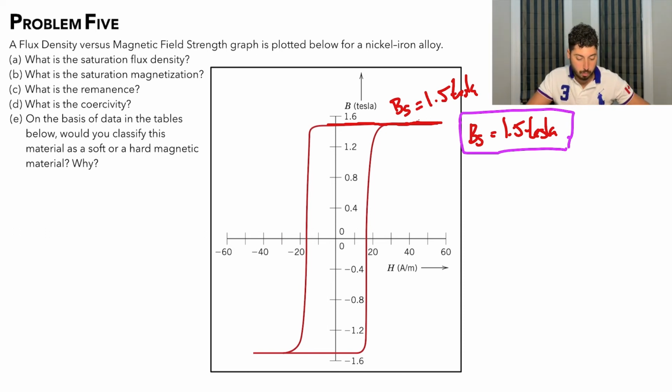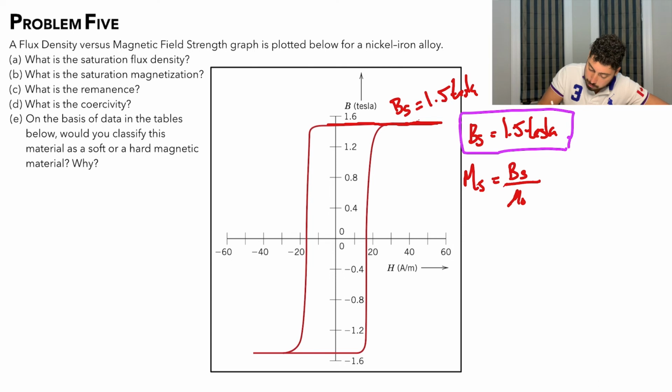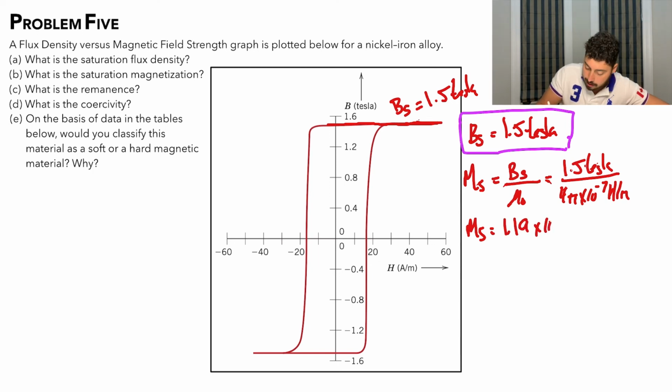Part B says, what is the saturation magnetization? We know that our saturation magnetization is just equal to our saturation flux density divided by mu naught, which is our permeability in a vacuum. So that's 1.5 Tesla divided by 4 pi times 10 to the minus 7 henries per meter. That gives us a saturation magnetization of 1.19 times 10 to the 6 amps per meter. So that's the answer to part B.